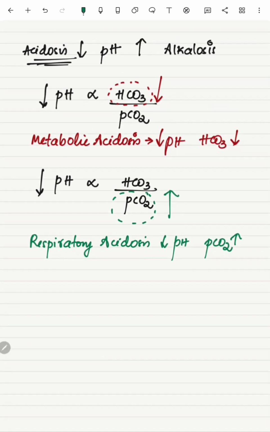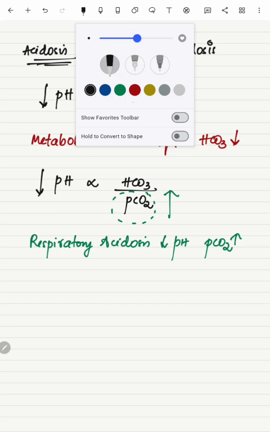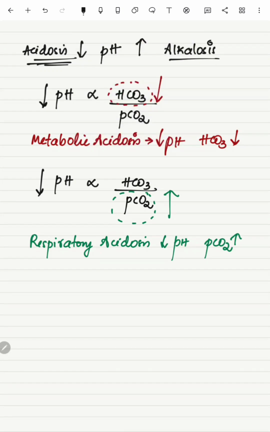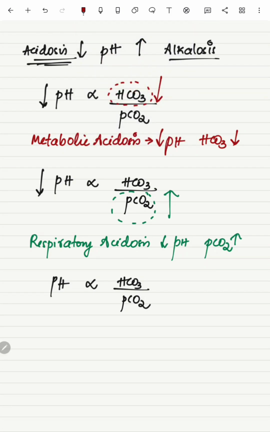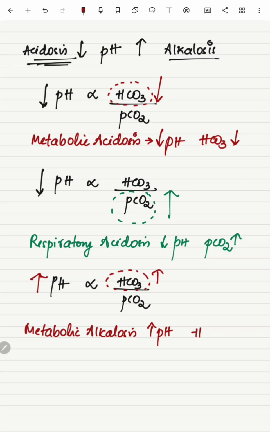Now we are going to discuss alkalosis. So in alkalosis, what change are you expecting in pH? pH should increase. First we will be discussing metabolic alkalosis. So what change in HCO3 are you expecting to increase the pH? HCO3 also has to increase. So in metabolic alkalosis, pH is increased and HCO3 values are also increased.